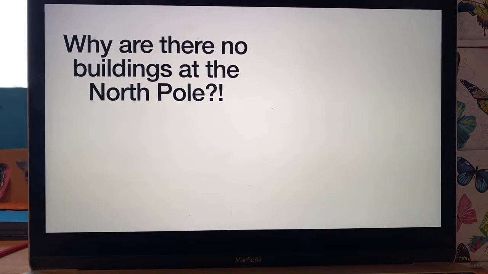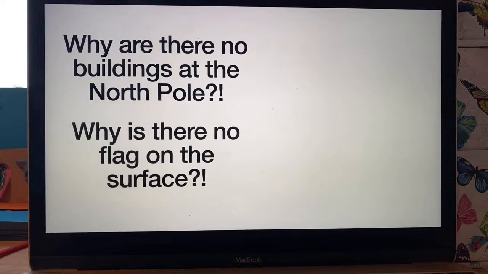First, this question. Why are there no buildings at the North Pole? And why is there no flag on the surface of the North Pole? Good questions, eh? So there is a flag on the surface of the South Pole. Why is there no flag on the surface of the North Pole? Why are there no buildings there? In as much detail as you can, please.